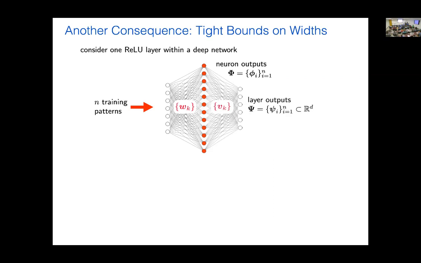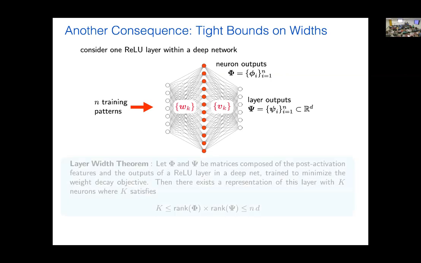And then I'll apply my output weights to those, and I'll get outputs from that whole layer. I'll call that psi. So phi is just what's coming right out of the neurons before I apply these weights, and the psi's are what happens to each pattern after applying the weights.